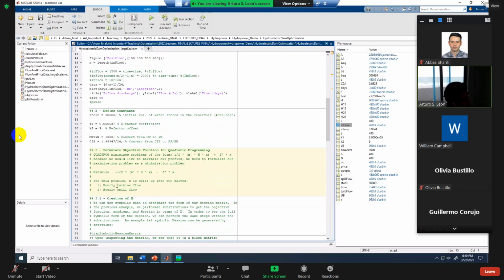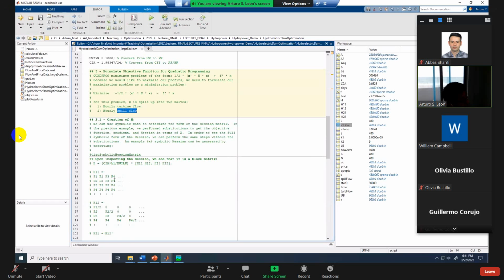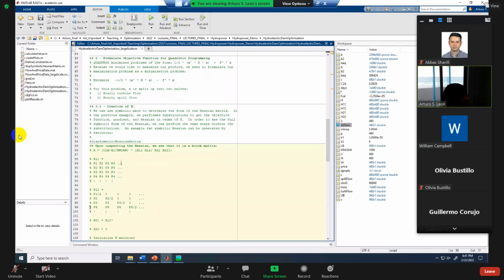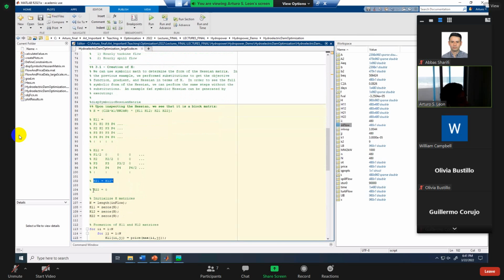Okay, so we have a turbine flow and we have a spill flow. And here, guys, I am defining everything. I have H11. You remember H11, guys? So we have P1, P2, P3, P4. Here I can have 1,000, and it will go P5, P6, right? And then I have P1, P2, P3, P4, the same thing. H12 and H21 are transposes, right? So here I have H12, which has this shape, and H21, the transpose. H22 is 0. You guys remember? H22, all of them were 0. That's why I have it here.